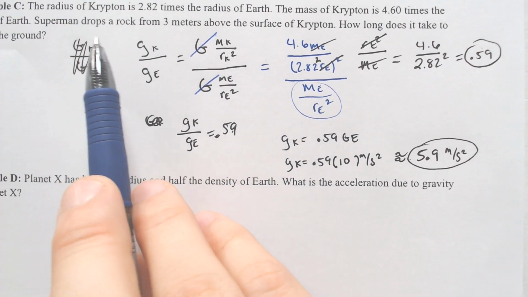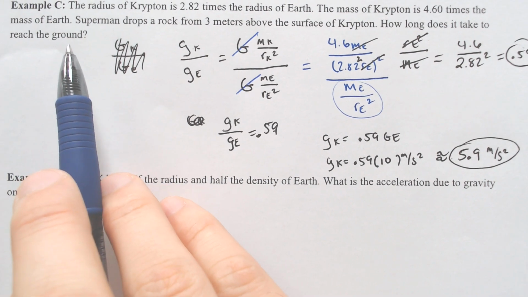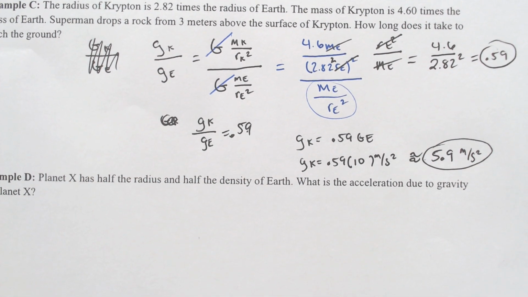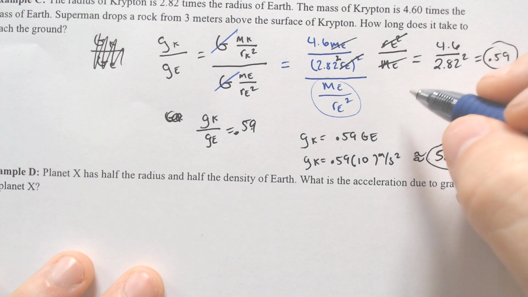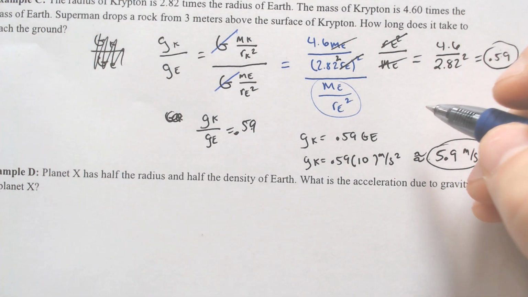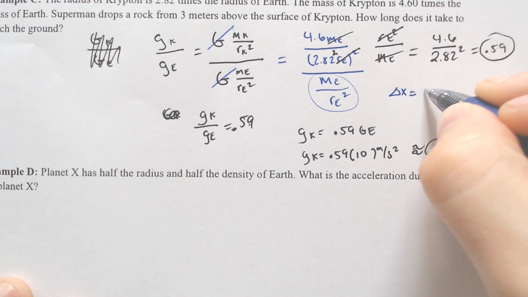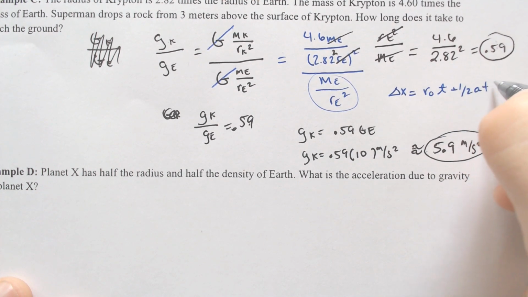The main question was, Superman dropped a rock 3 meters above the surface of Krypton. How long does it take it to reach the ground? Well, we now know the gravity on Krypton is 5.9 meters per second squared. So if the gravity on Krypton is 5.9 meters per second squared, you can use the kinematic formula: delta x is equal to v naught times time plus 1/2 a t squared.